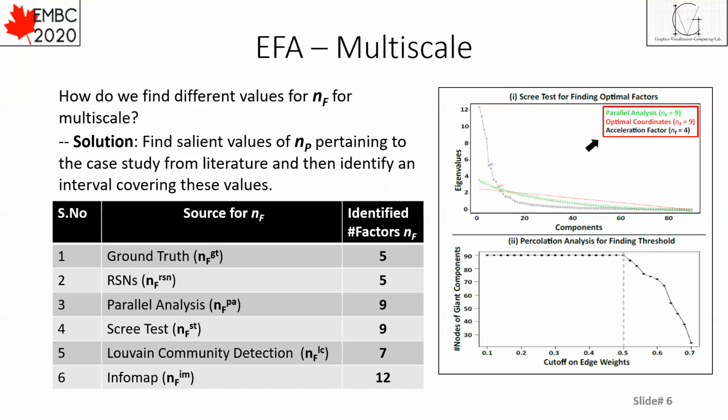We also explored the traditional studies, that is edge-pruned networks. For that we have identified the edge cutoff value as 0.5 using percolation analysis. Number 5, using Louvain community detection on the sparsified network, we found 7 communities. And finally, with Infomap on a sparsified network, we found 12 communities. Hence, the interval of number of factors for EFA is 5 to 12. We have explored different node partitions of the same FCN by varying NF from the chosen interval for finding patterns.